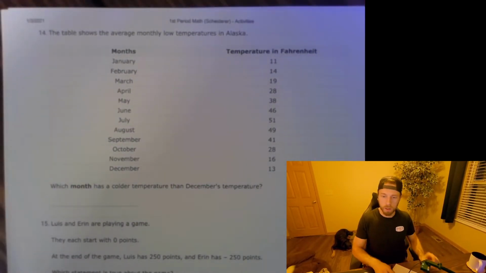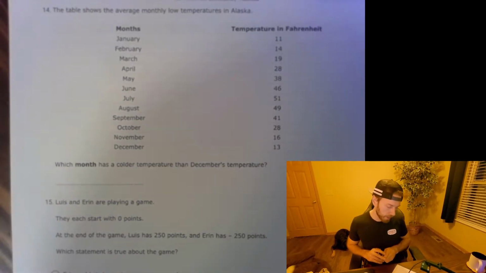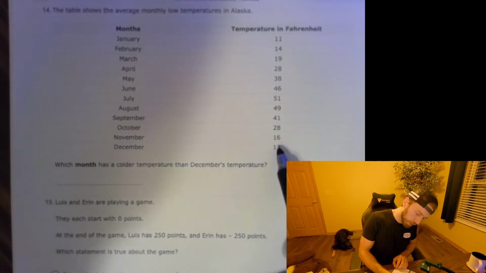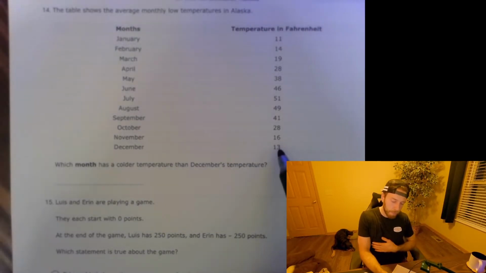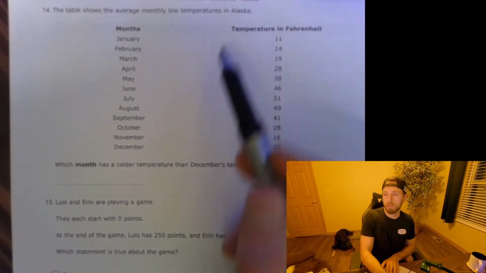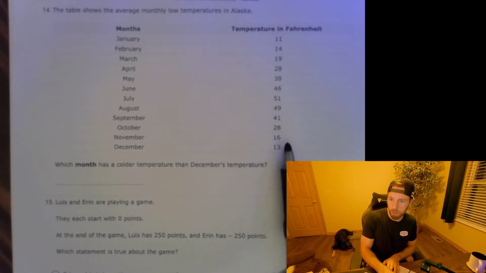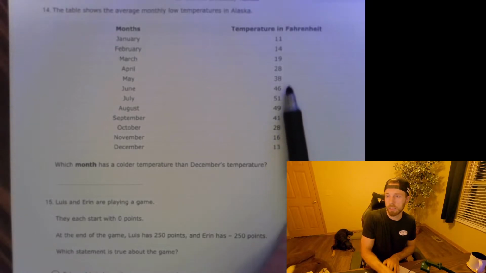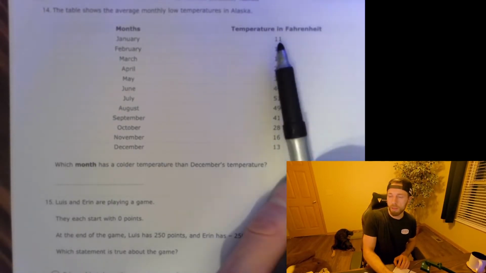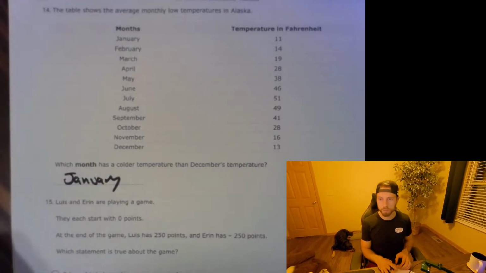Next up, number 14. The table shows the average monthly low temperatures in Alaska. So which month has a colder temperature than December's temperatures? We need to find December's temperature at 13 degrees, and we need to find a month that has a colder temperature than 13. Luckily for us, all of these are positive numbers. Don't have anything in the negatives. So we're just comparing and finding what's smaller than 13. The only number on this entire list that's smaller than 13 is 11. So the month that has a smaller temperature than December is January.